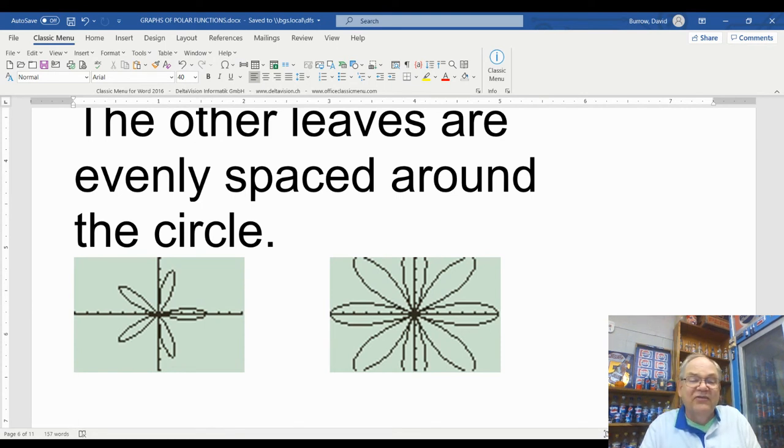So like on the 5-leaf rows, if I take 360 divided by 5, I get 72. So those leaves are spaced every 72 degrees around the circle. One of them's at 0, one's at 72, the next one happens to be at 144, and so forth all the way around the circle.